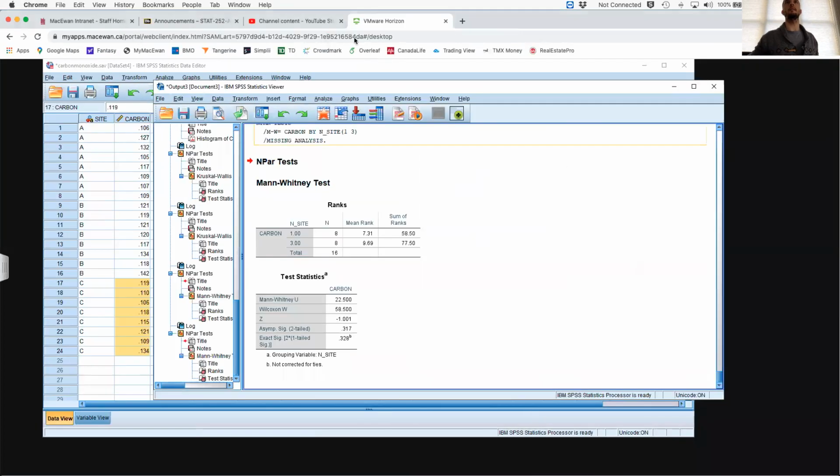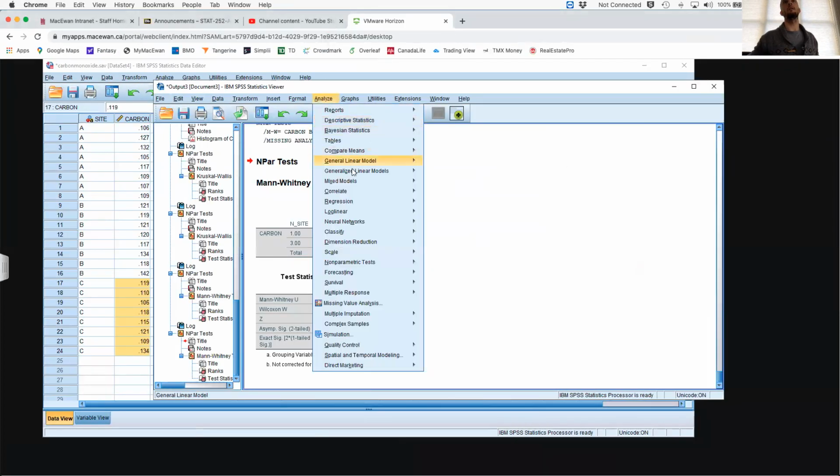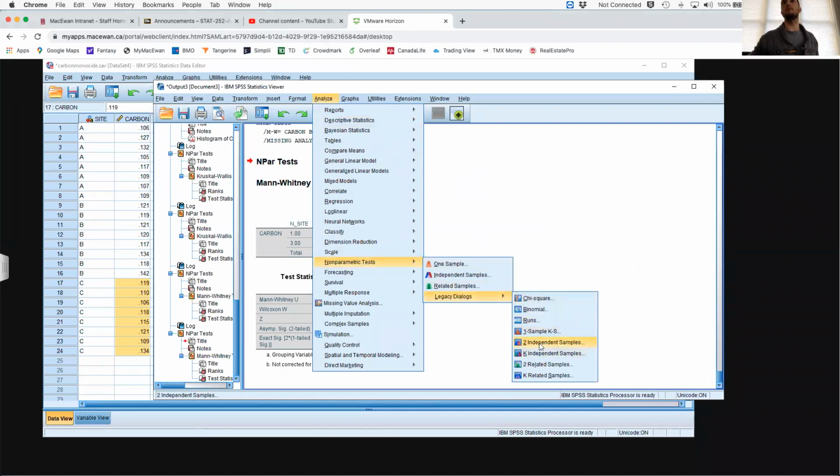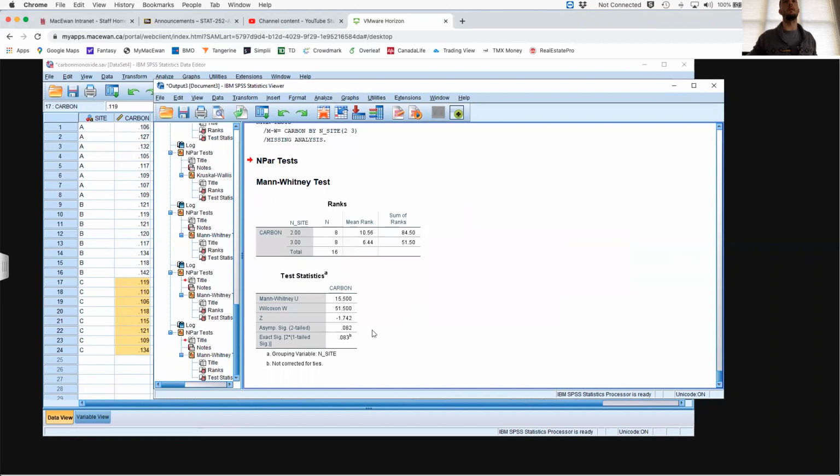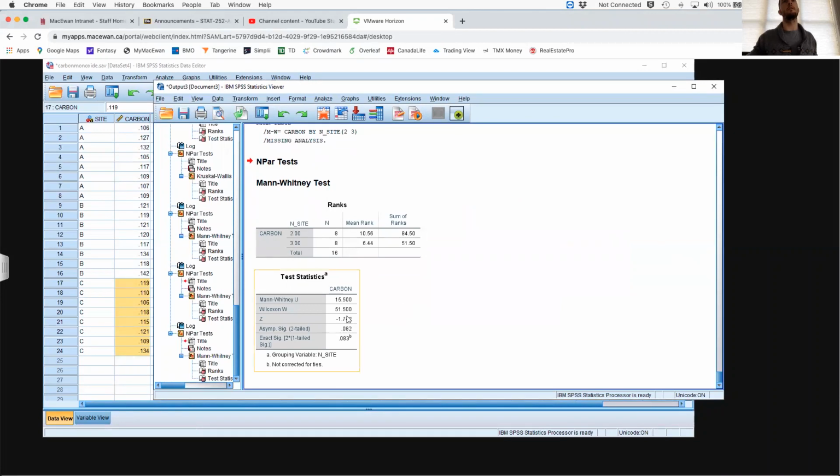Okay, and then again we would do not reject H0. Okay, and then the last test. So we would go analyze, non-parametric, legacy, 2 independent samples, define groups, and now we're going to do group 2 versus group 3. So you can see all we're doing is we're just changing the comparison within the Wilcoxon function.